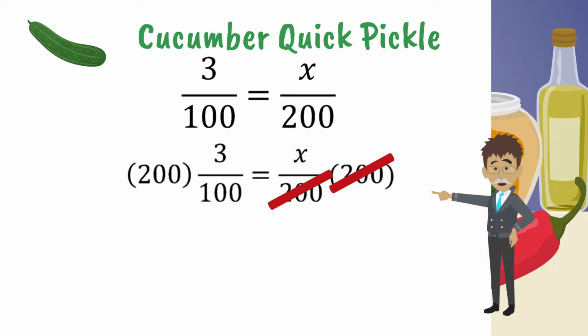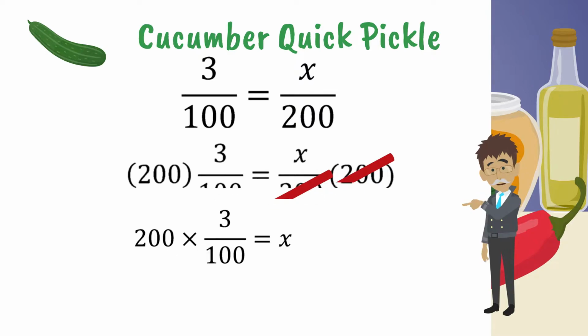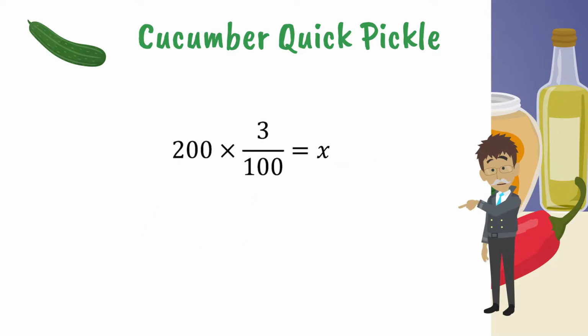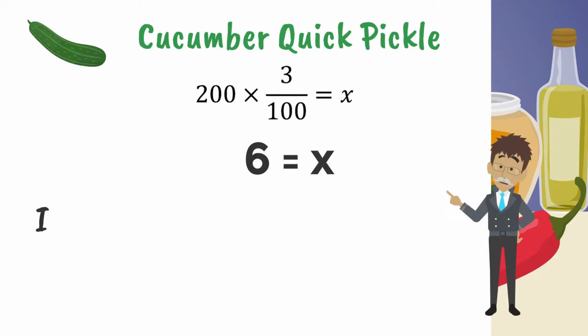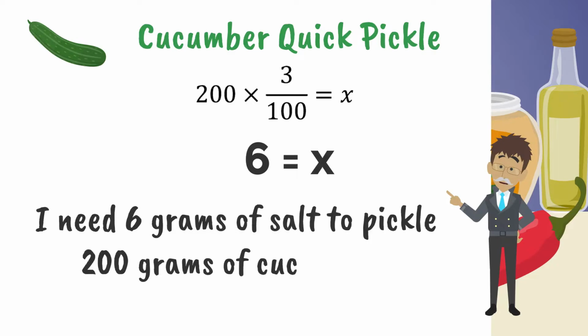Simplifying the equation leaves me with 200 times 3/100 equals x. Simplifying the left side of the equation gives 600/100, or 6. Therefore, I need 6 grams of salt to pickle the 200 grams of cucumbers. 6 grams is about 1 teaspoon of salt.